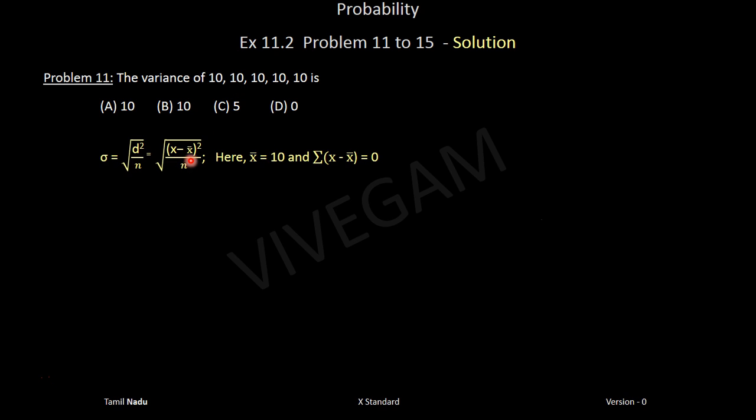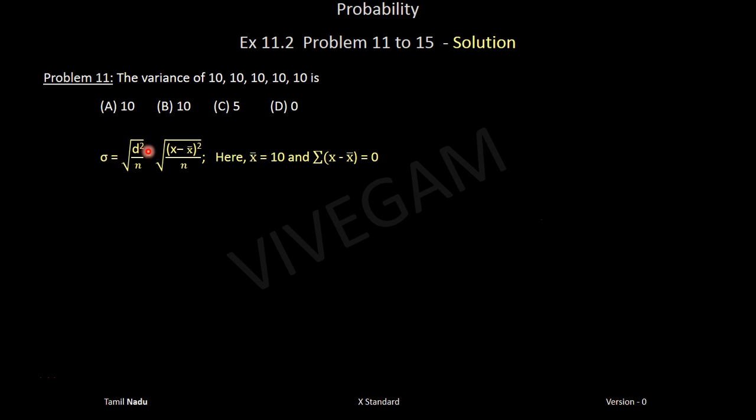So x minus x bar will be 10 minus x bar, which is 10, so it will be 0 for all the cases, right? So 0 squared will be 0 and that divided by n will be 0. Therefore the standard deviation is 0 and your variance will be 0. Okay, you got it? Your variance you can calculate from the standard deviation.